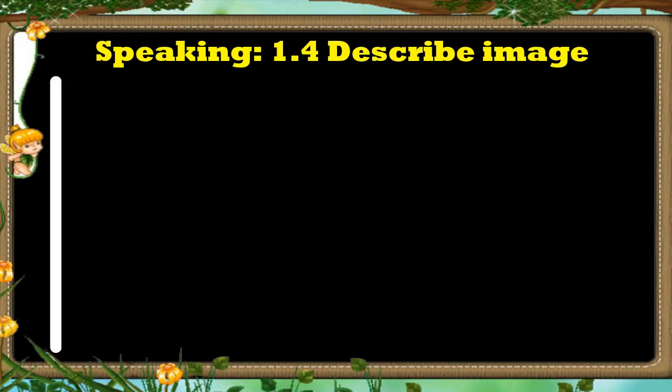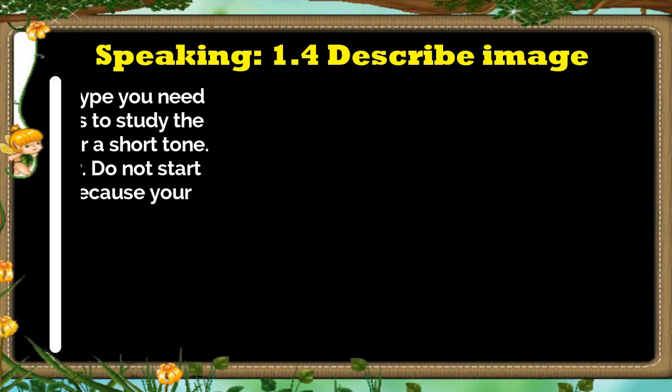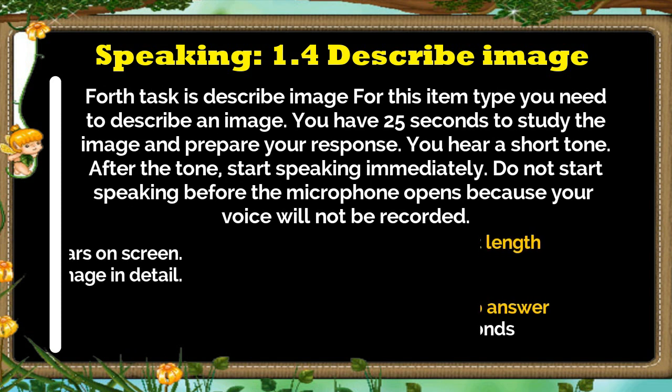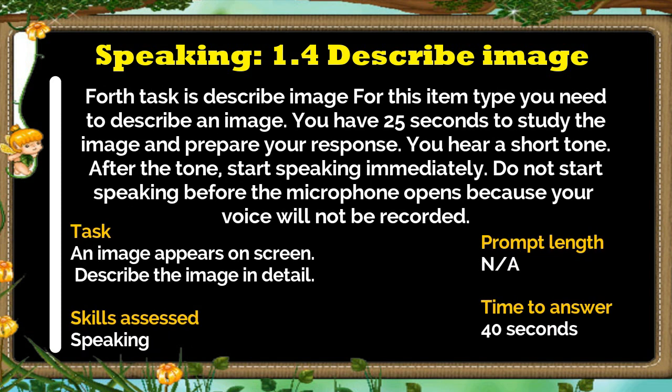Fourth task is describe image. For this item type you need to describe an image. You have 25 seconds to study the image and prepare your response. You hear a short tone. After the tone, start speaking immediately. Do not start speaking before the microphone opens because your voice will not be recorded. You should speak clearly. There is no need to rush.